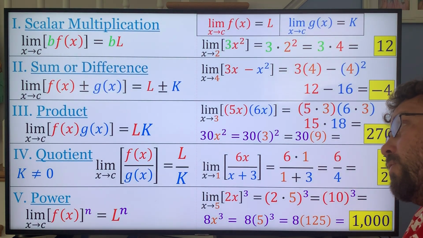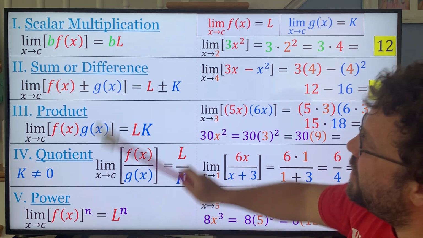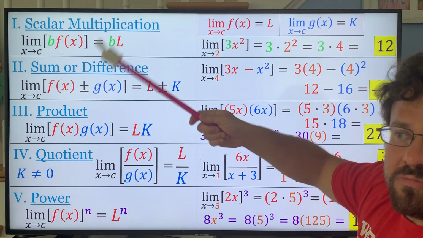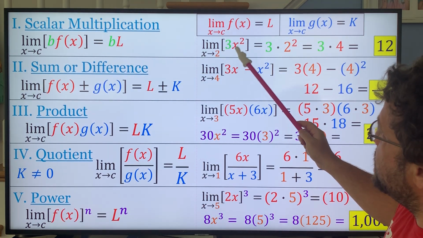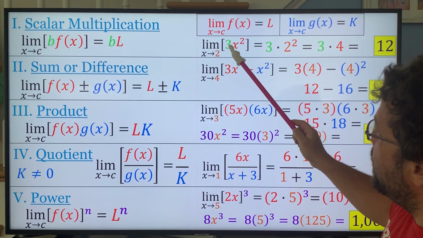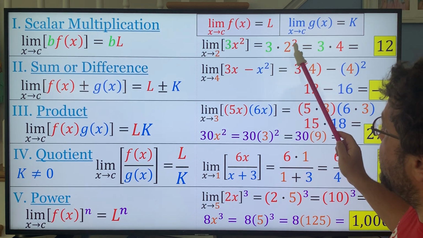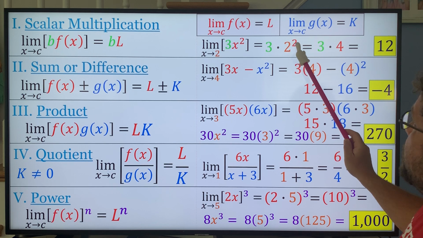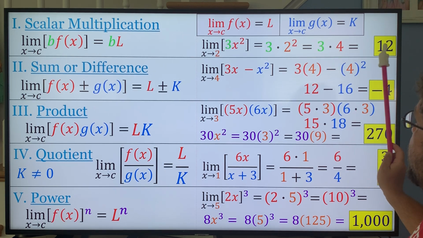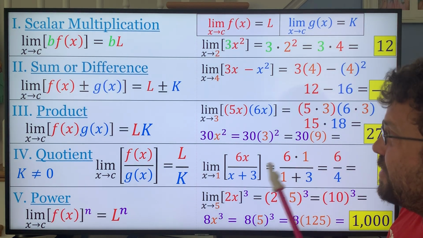All right, some more rules here. Scalar multiplication. If you have a constant in front of the limit, just multiply by the constant. So for instance, x squared, remember you plug the 2 in. Well, if you have a 3 in front, multiply the 3 when you plug the 2 in. 2 squared is 4. 3 times 4 is 12.